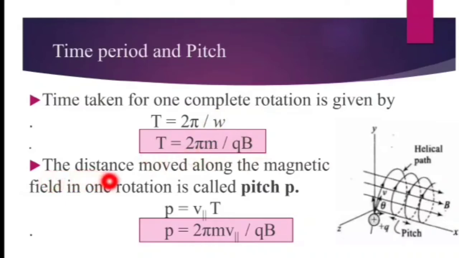And pitch is given by the distance moved by the particle along the magnetic field in one rotation, and it is given by p is equal to v parallel into T, which can be obtained as p is equal to 2 pi m v parallel divided by qB. Since the pitch is the distance moved along the magnetic field, we consider the velocity component which is along the magnetic field, which is the v parallel component. That is why we are considering the v parallel component for the expression for pitch.